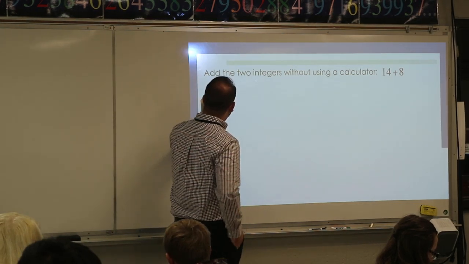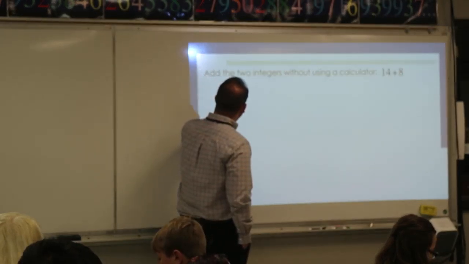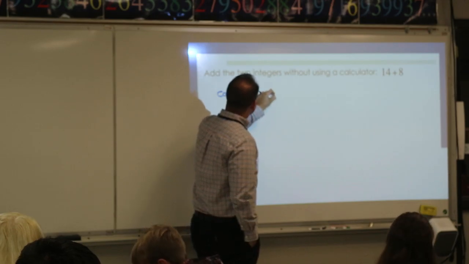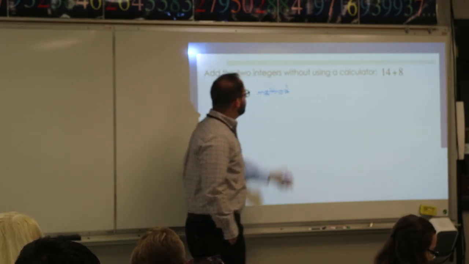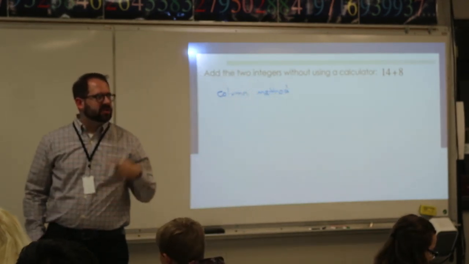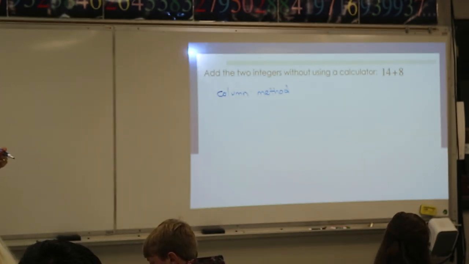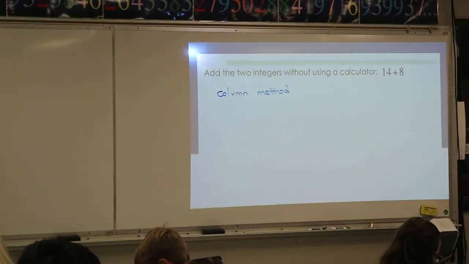So I'm going to put that on the board here. This is something I like to write down. The column method is the preferred choice for doing things really quickly. Some people can get so good at a column that they can do it in their head. They can actually see it in their head when they're doing numbers.